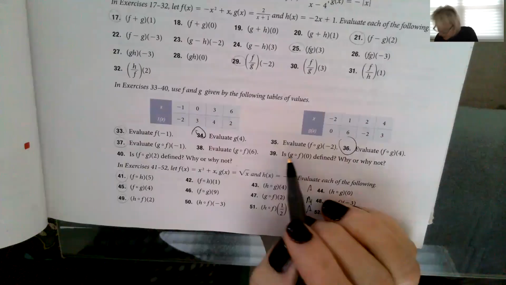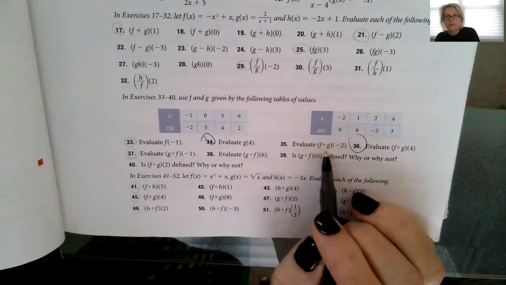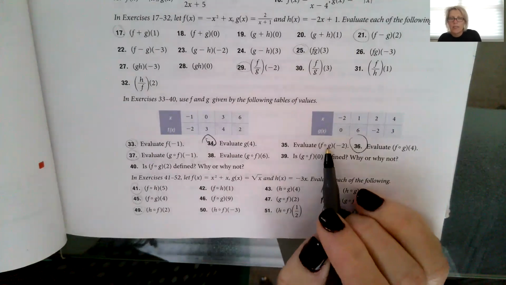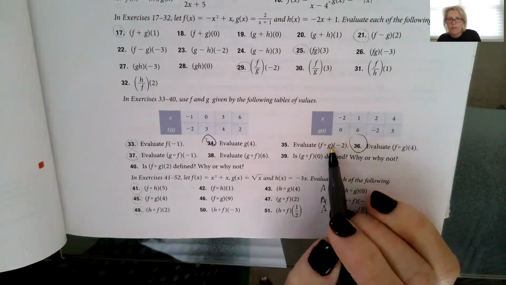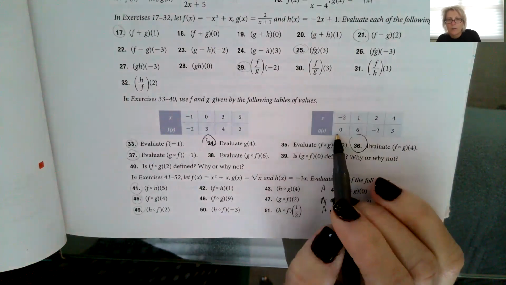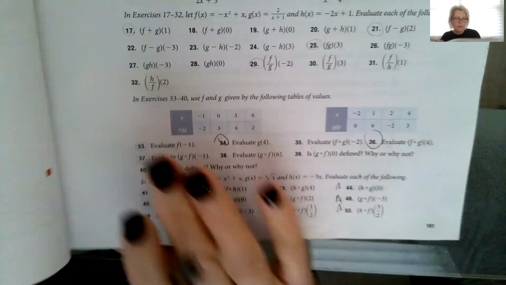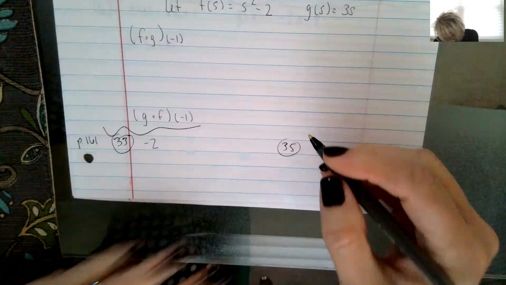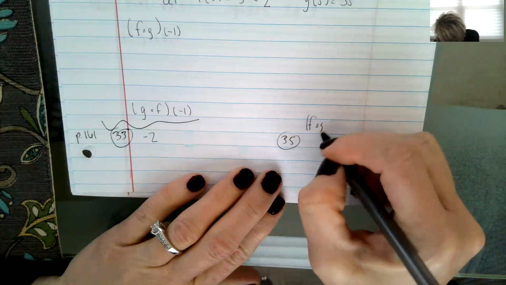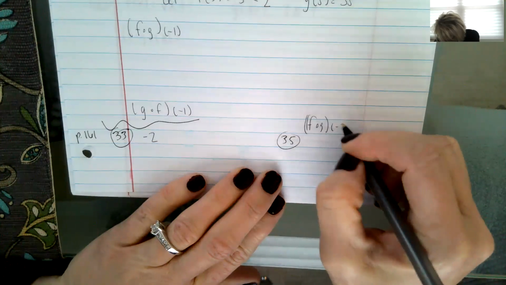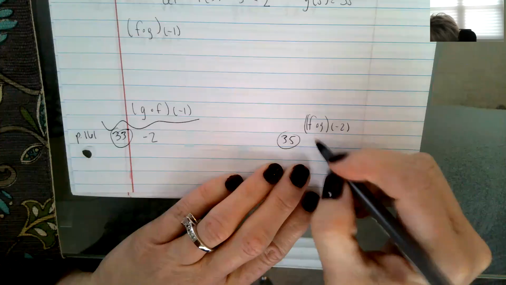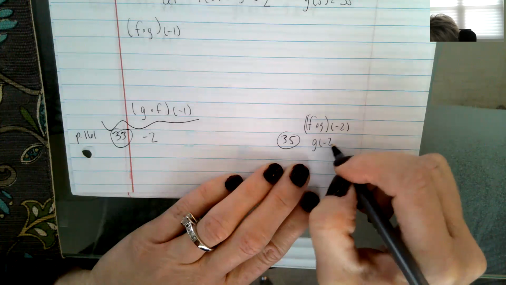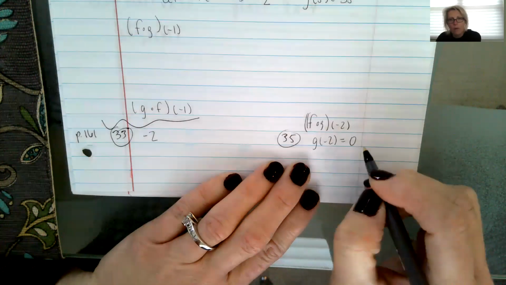Now 35 says evaluate f of x, the composition of f and g, with a negative 2. So that means we first go a negative 2 into g. So negative 2 into g, we get 0. So let's just write this down. So f composed with g at a negative 2. Okay, so that means we want g of a negative 2 first, which we said that output was 0.